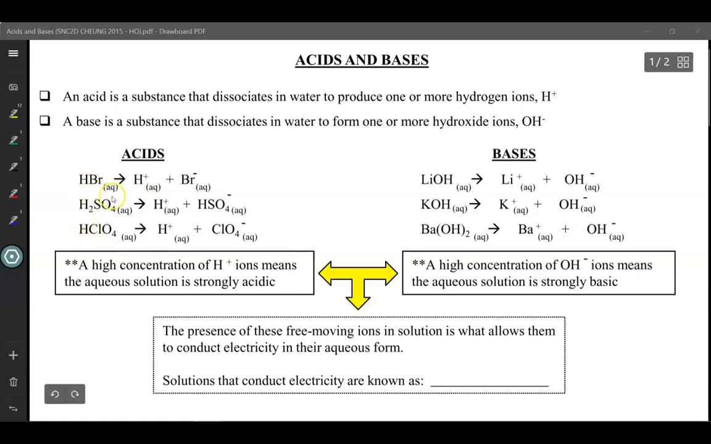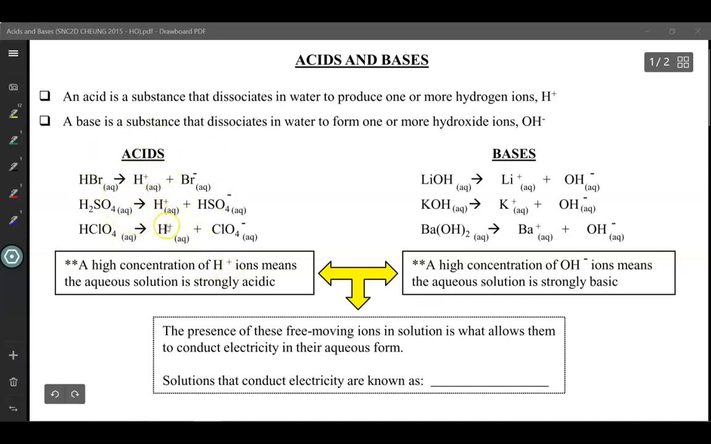So when dissolved in water, we say it's aqueous. The water molecules will then split these guys up, releasing H+ ions and Br- ions. In this case over here, it releases one H+ and an HSO4- ion. And over here, H+ is released and a ClO4-. It is this H+ ion that gives acids their acidic properties. So the more H+ ions floating around in solution, the more acidic that acid is.